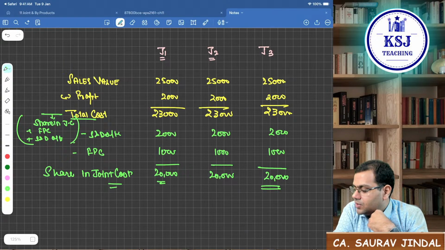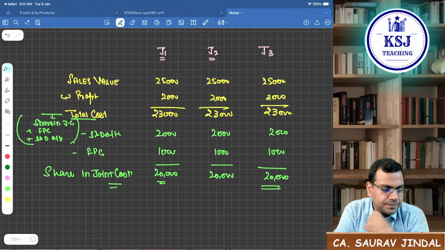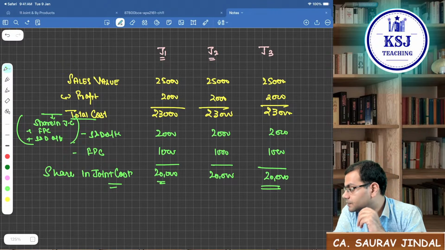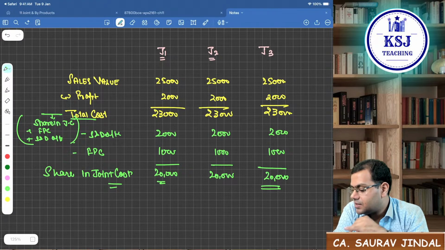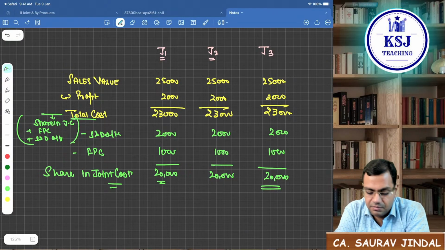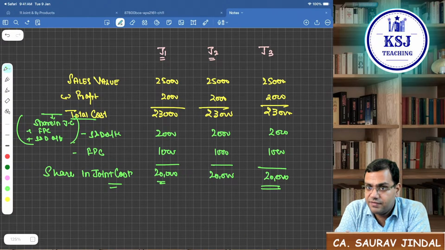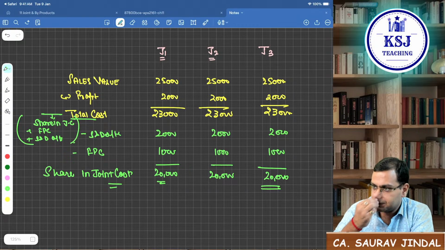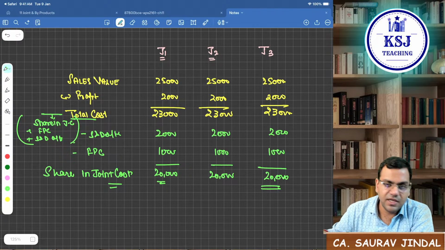Yes, please let me know if you people are clear with this. Yes guys, please reply if you are clear with the joint product part of the reverse cost method, then I will move to the byproduct part, that along with the main product, if there are byproducts.